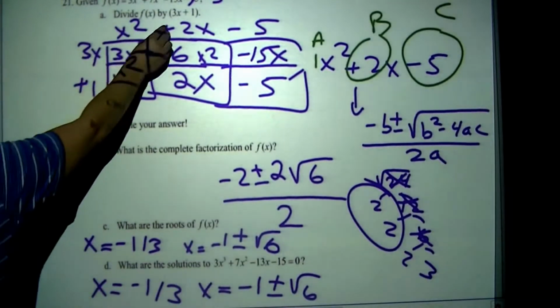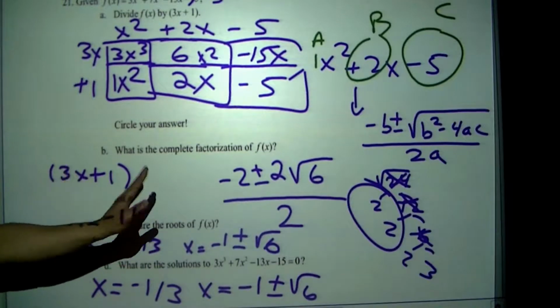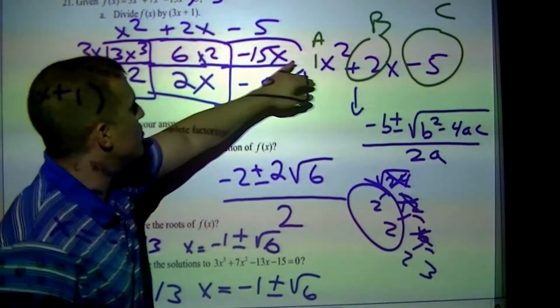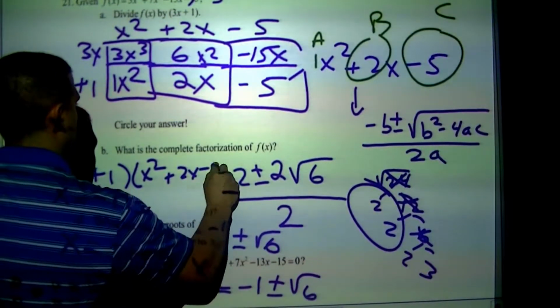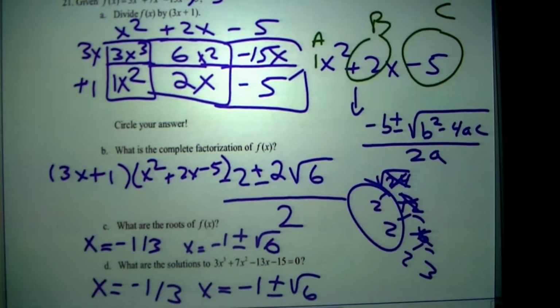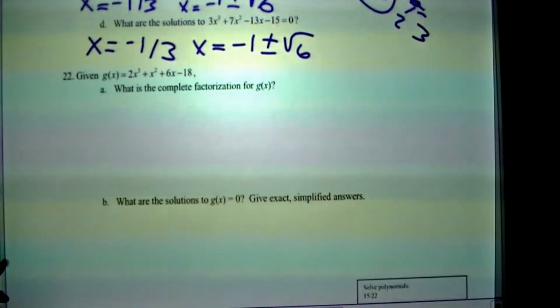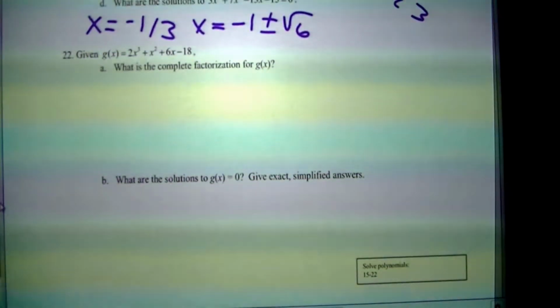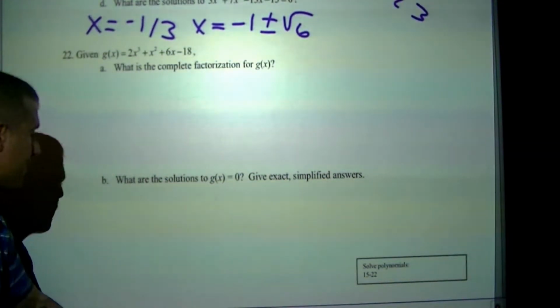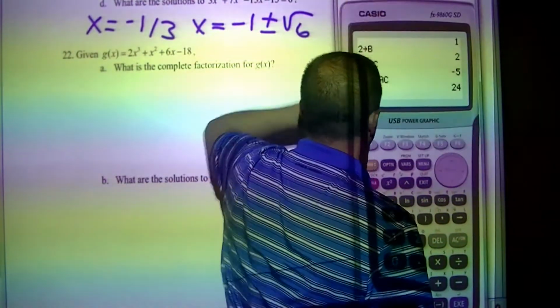Now, as far as the factorization, I got a factor already in 3x plus 1. If what you got was a nasty decimal, you use just that part of the quadratic formula that you did to get the other factorization. Okay? What is the complete factorization? What are the solutions? Once again, let's find the solutions first, and then we'll figure out the other part.